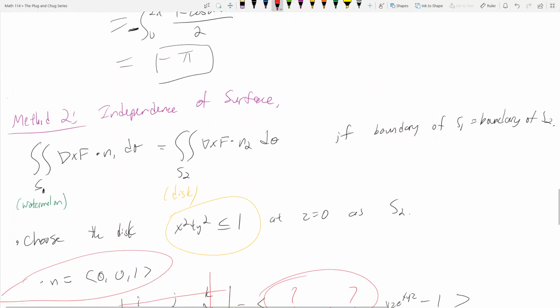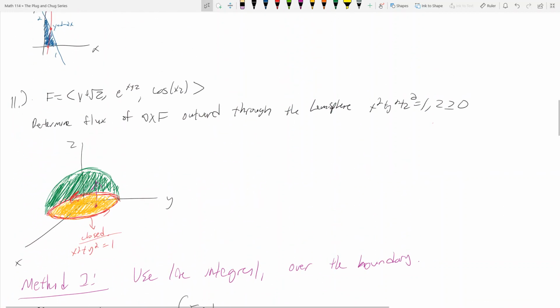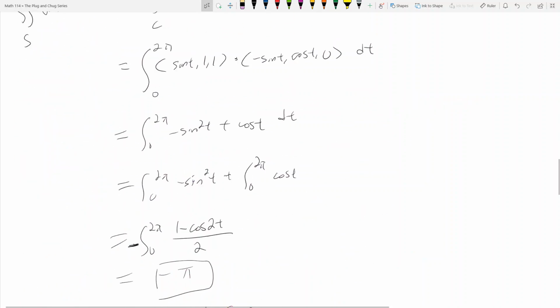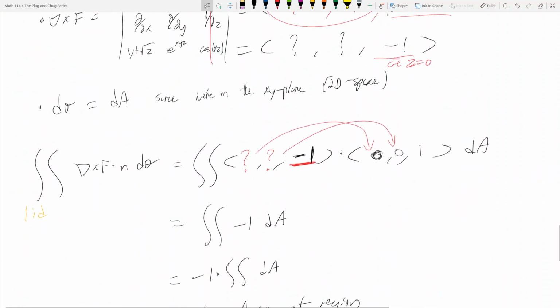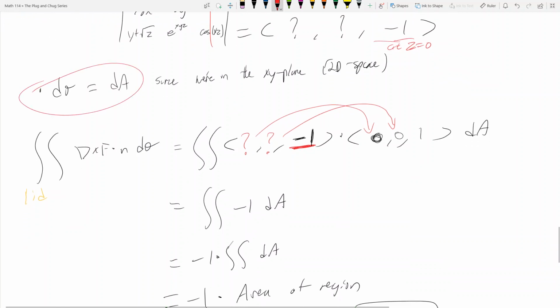Because that's where my disk is. That's where my region is. This disk is lying in z equals 0, and that's just the surface we chose, this yellow disk. And now, what else? D sigma is equal to dA because we have a two-dimensional space. And if you think about it, what's the surface area of that disk in the xy plane? Well, that's the exact same thing as the area of the disk in the xy plane.